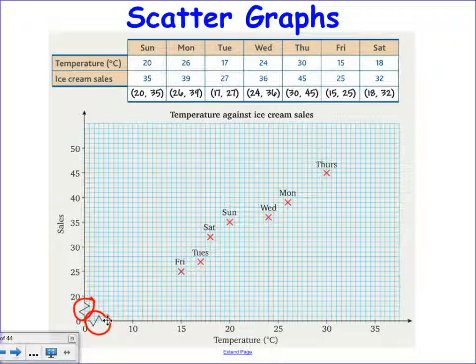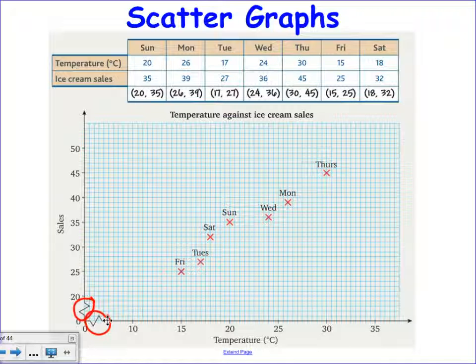So on the Sunday it was 20 degrees and I sold 35 ice creams. On the Tuesday it was 26 degrees and I sold 39 ice creams. So to show the correlation between the temperature and the number of ice creams I sell, I plot the temperature against the number of ice creams. Okay? So on the Sunday it was 20 degrees and I sold 35 ice creams, so 20 degrees plotted against 35. And when I plot all that information, my scatter graph looks something like that.